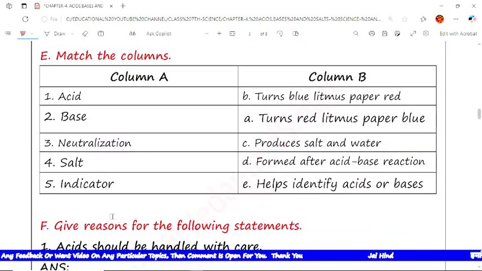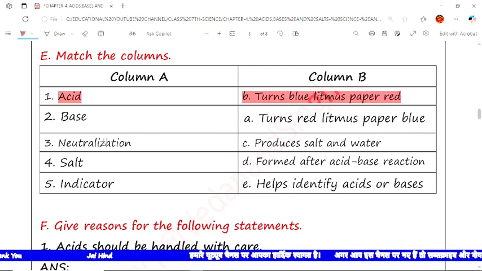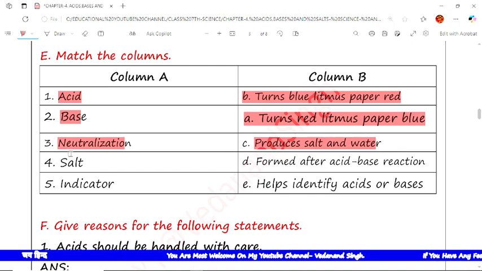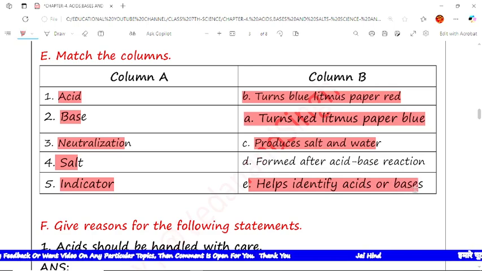Now match the columns. First is A, acid. You have to match it with B, turns blue litmus paper red. Next is base, which turns red litmus paper blue. The next is neutralization. For neutralization, the option is C: produces salt and water. The fourth is salt, formed after a base and acid reaction. Now the fifth is indicator. It helps to identify the acid or base. You have to fill in E.